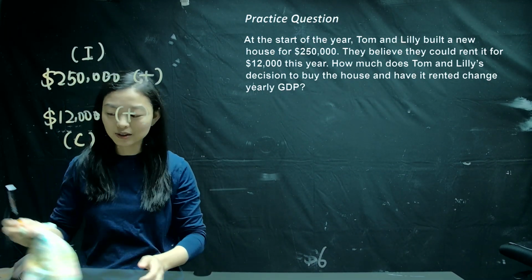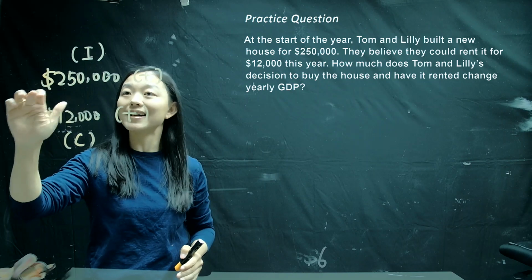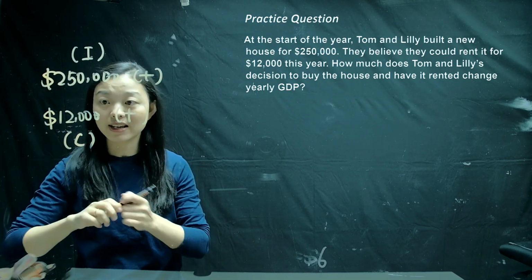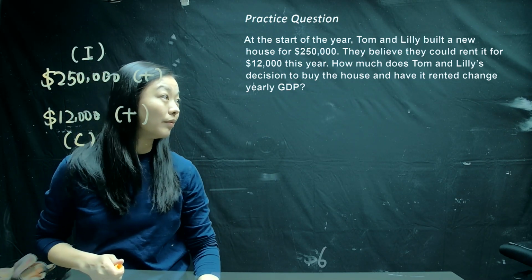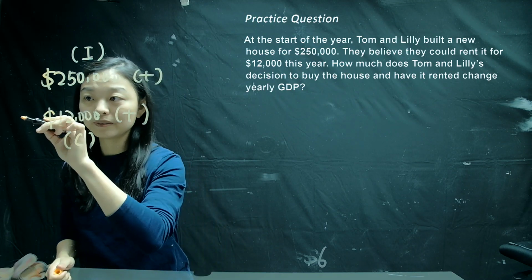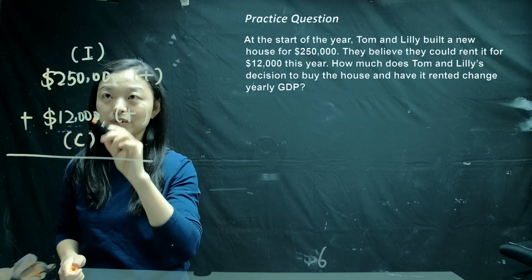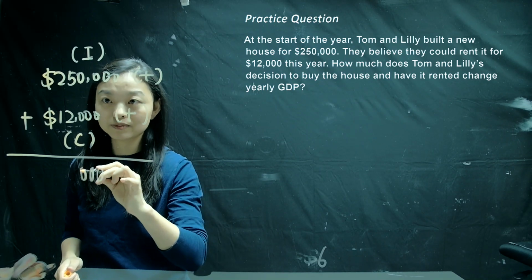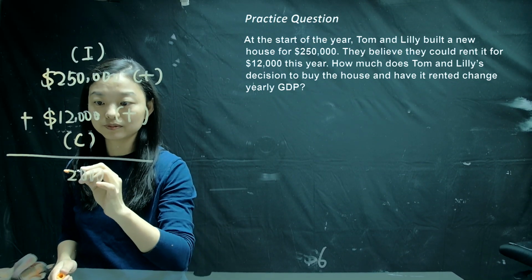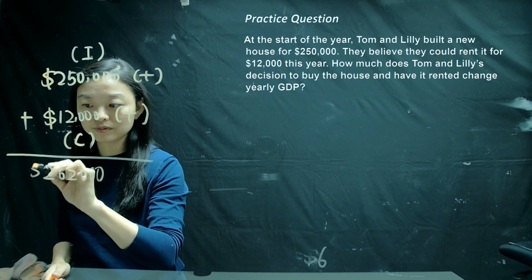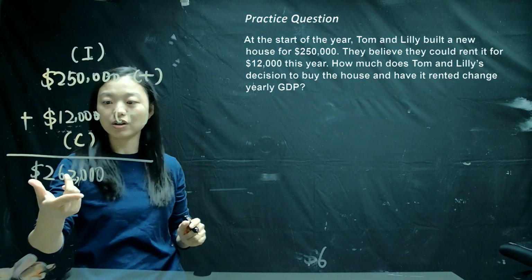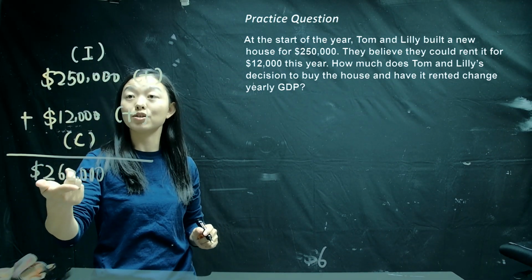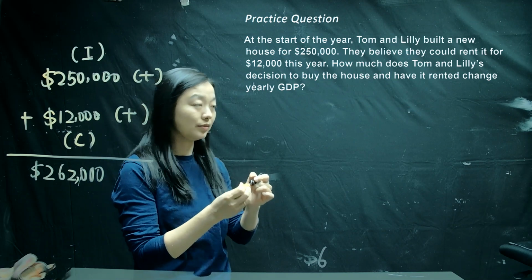Therefore, their decision to buy the house and have it rented contributes to GDP by summing these two, so totally it will contribute to GDP by $262,000.